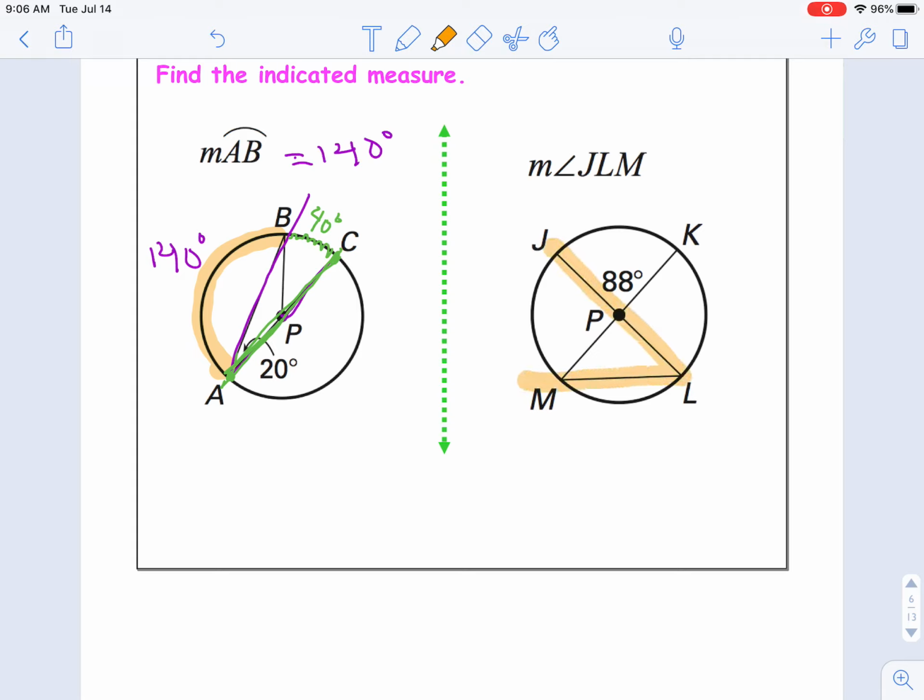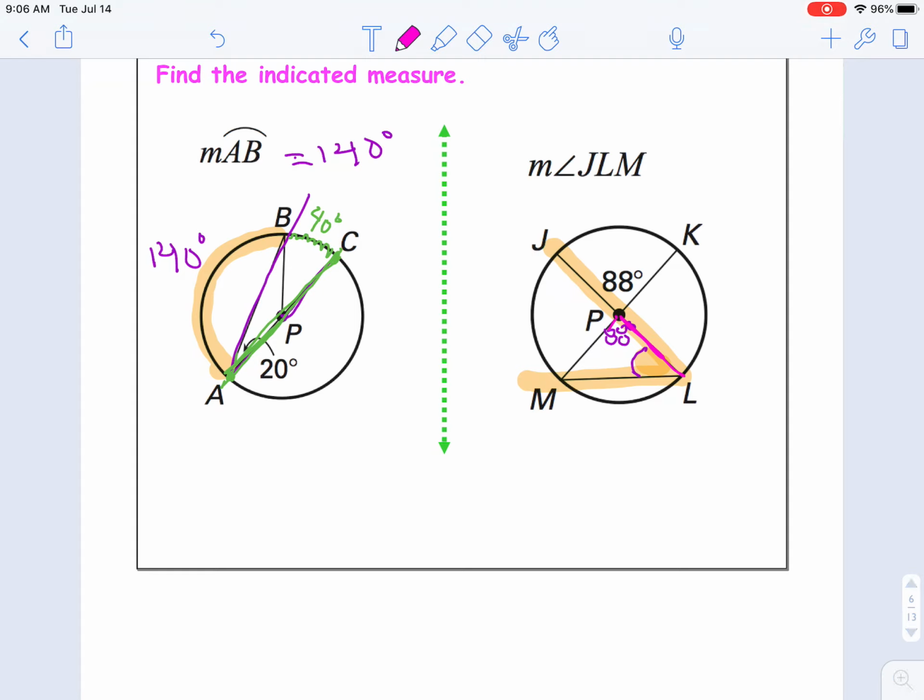In the next question, they are asking us to find the measure of JLM. So again, let's mark it. We want to find this angle measure right there. Well, let's see what we know here. We know this is 88, so we have a vertical angle that is also 88 degrees.